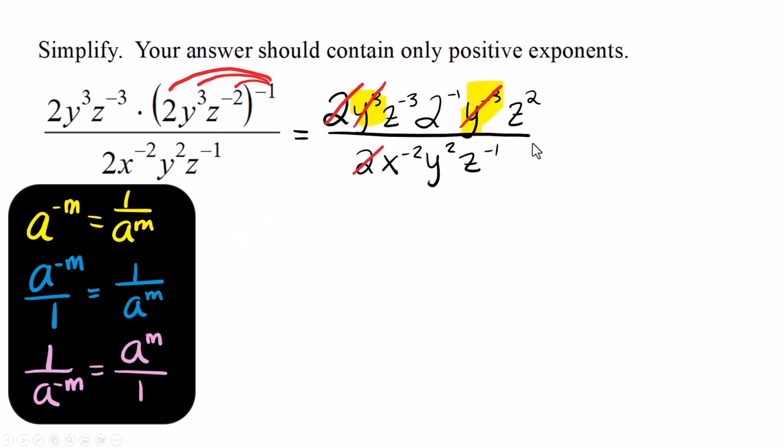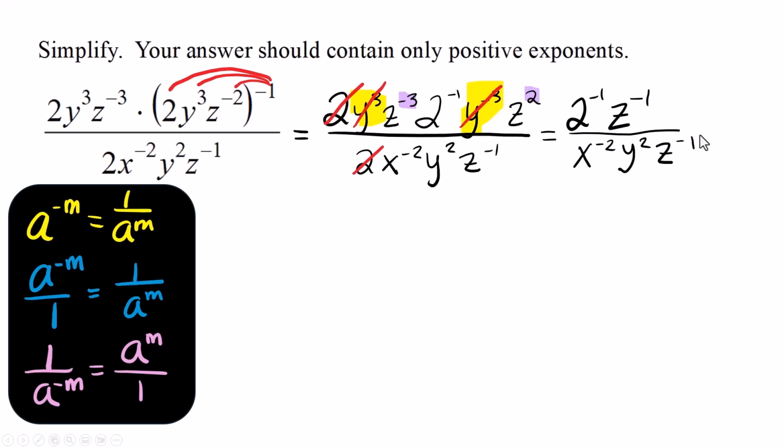Rewriting a little bit, everything on the top that's left is 2 to the negative 1, and then I have a z showing up in a couple places, but it has two different exponents. We are going to add those exponents. A negative 3 plus a positive 2 is going to leave me a negative 1. On the bottom, the 2 canceled, and I still have x to the negative 2, y squared, and z to the negative 1.